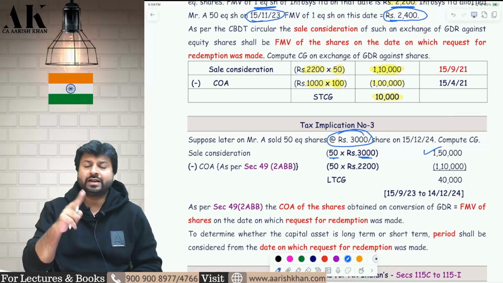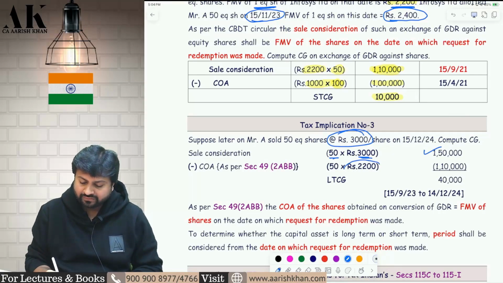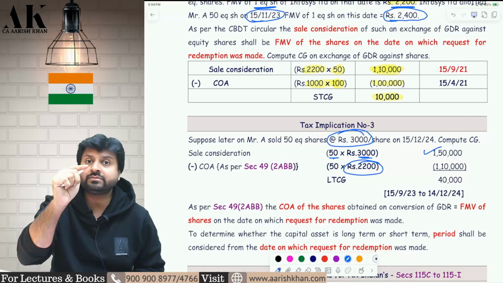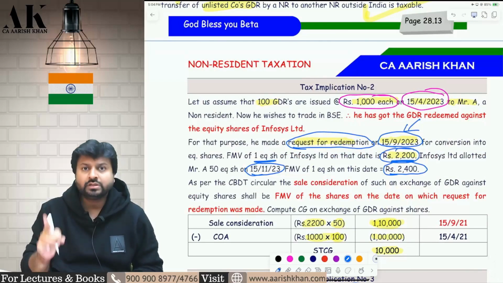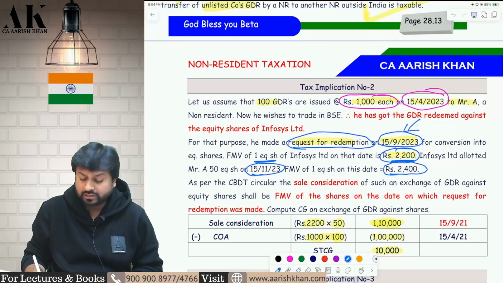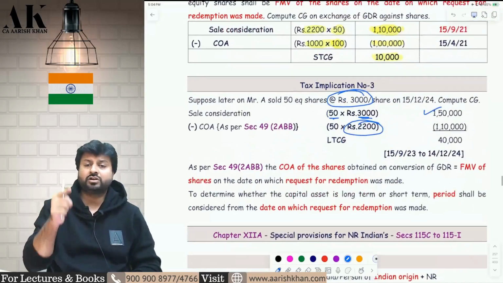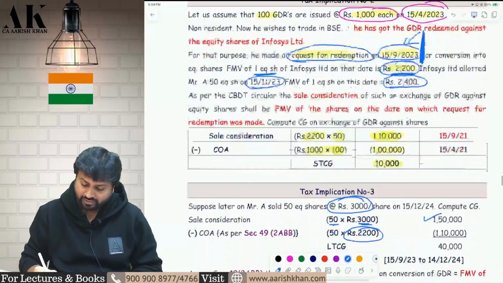The question which will arise is: what will be the cost of acquisition? The government has said that in that case, the cost of acquisition will be the FMV of the share on the date on which the request for redemption was made. That is again 15th September, whatever the value is on that date, that will become your cost. From when will I count the period of holding, whether the asset is long term or short term? The period of holding will also be counted from 15th of September 2023 only. Check it please.